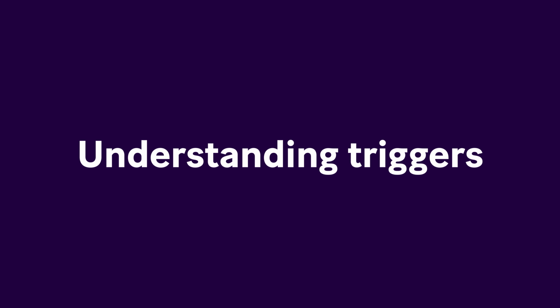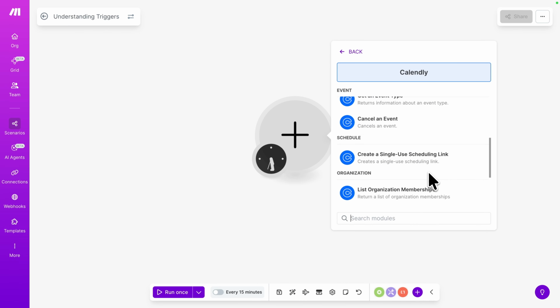Triggers determine when your scenario runs and what data starts the flow. Let me show you the different types. First, we have instant triggers. These run immediately the moment something happens.